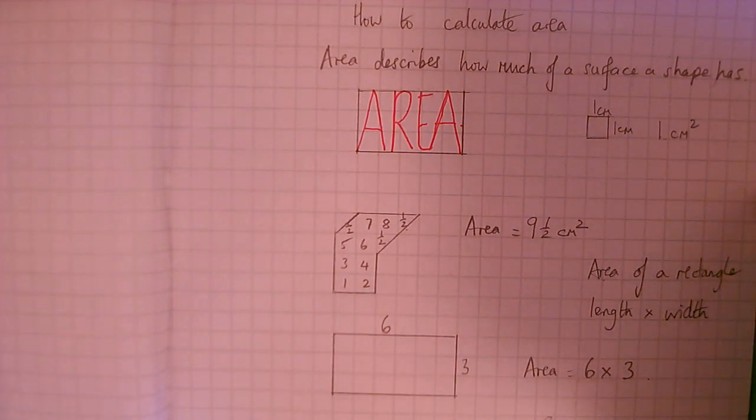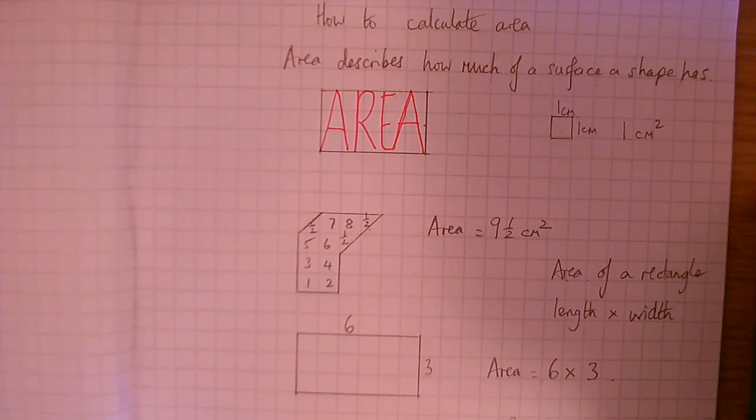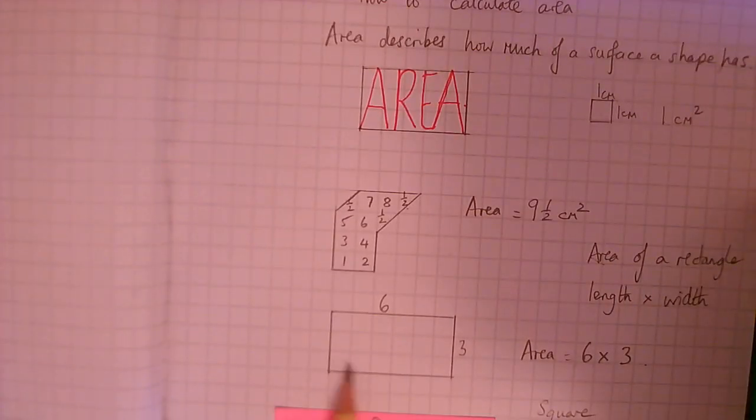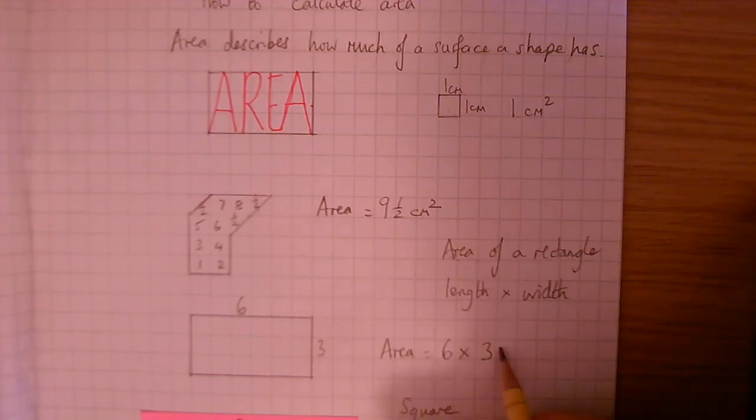Now the area of a rectangle can be worked out by doing the length multiplied by the width. So if we look at this one here, now you could work this out by counting the squares, but let's just pretend the squares weren't there. So we've got 6 multiplied by 3, so the area of this rectangle is 18 centimetres squared.